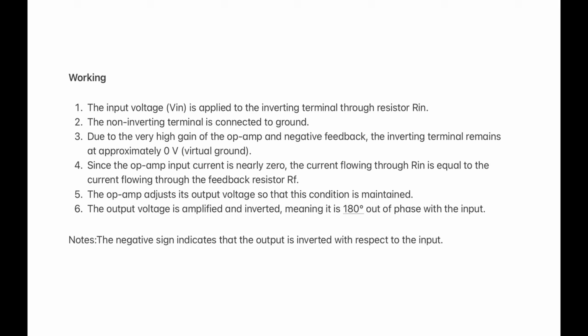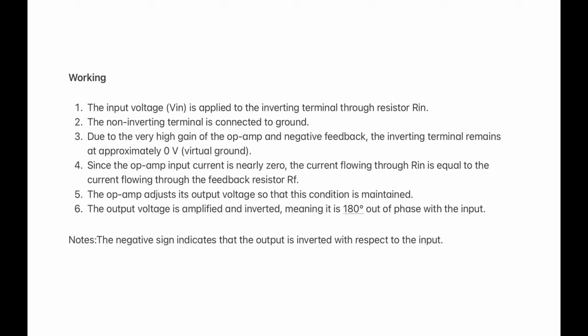the current flowing through the feedback resistor RF. 5. The op-amp adjusts its output voltage so that this condition is maintained. 6. The output voltage is amplified and inverted, meaning it is 180 degrees out of phase with the input.